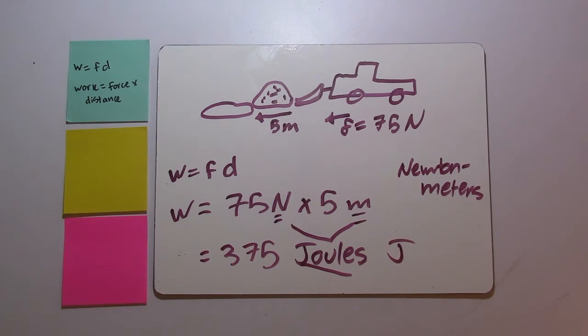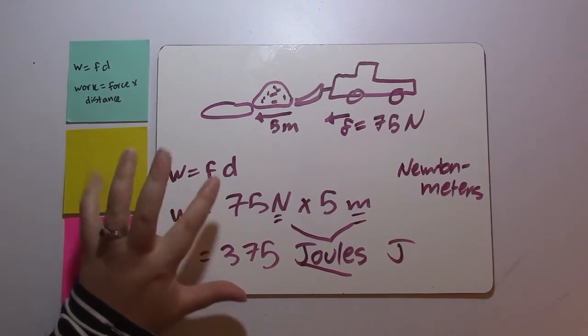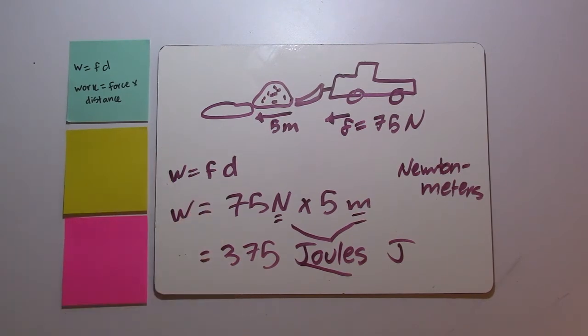If you need more help with problems, for example, if you are doing problems that are missing force or missing distance instead, you can check out the F equals ma video for more information on how to rearrange that equation for the missing variable you have. Since W equals FD has the same format as F equals ma, you can apply the same mathematical principles to it to solve problems.